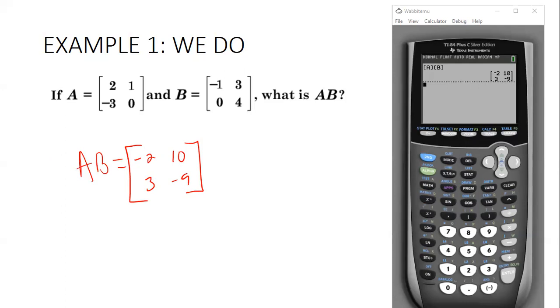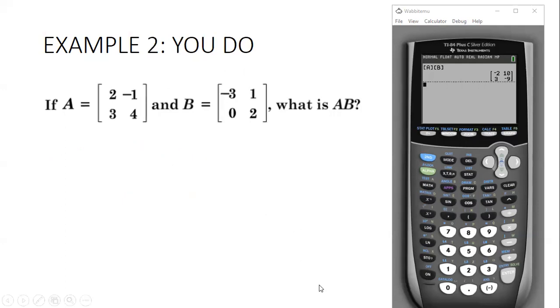Okay. All right. So I want you to reset your calculator, and now you're going to flip over your notes and do example 2. Reset your calculator, second plus 7 1 2. And you're going to do example 2 on your own. Good.